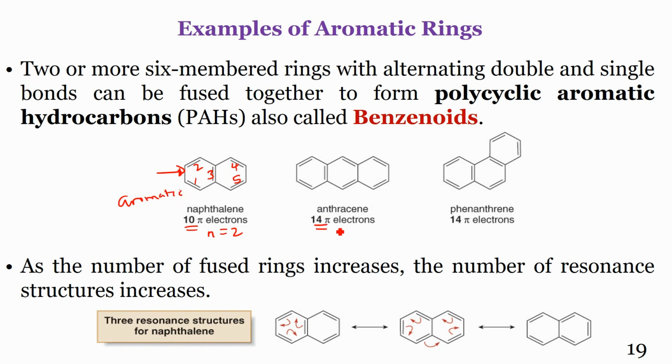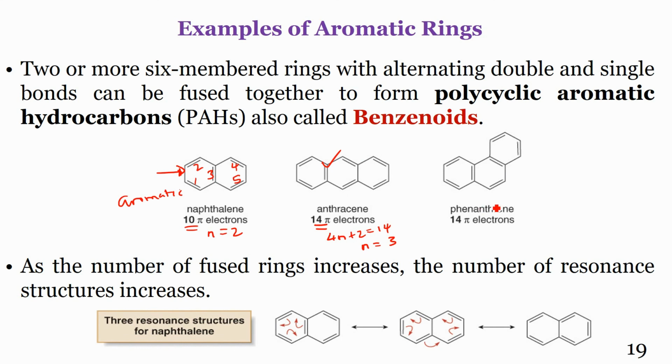This one has 14 pi electrons. 4n plus 2 equals 14. So N will solve for 3. It's cyclic. I can push these electrons all around. It looks like a triple benzene, so it's aromatic.